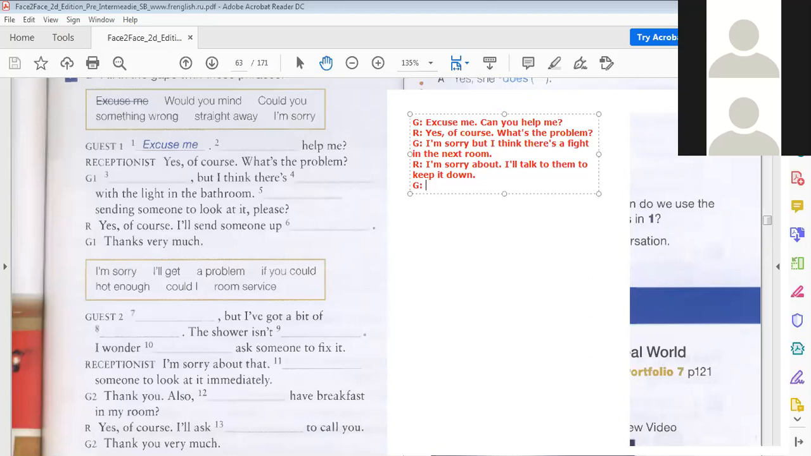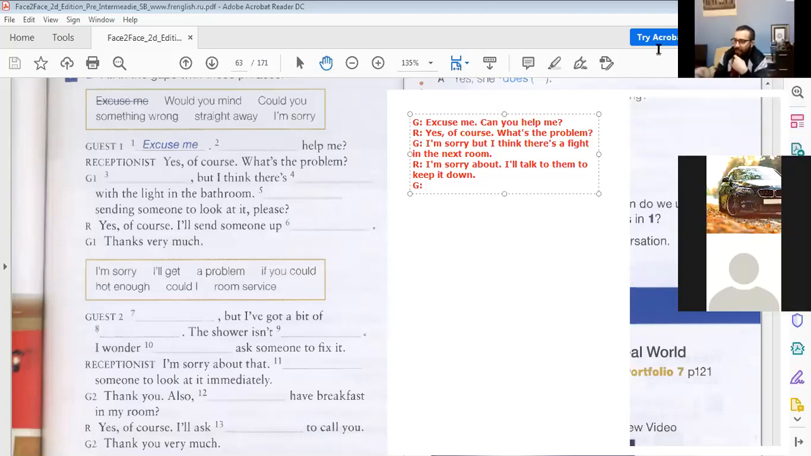We don't know if it will solve the problem or not. But okay, let's escalate the problem a little, Rashid. What do you think? You'll talk to them so they reduce their noise. So what are you going to say? But I have a class right now. I want them to. No, okay, this is good. You can say, I'm sorry, but I have a Zoom lesson with Dr. Sue right now.